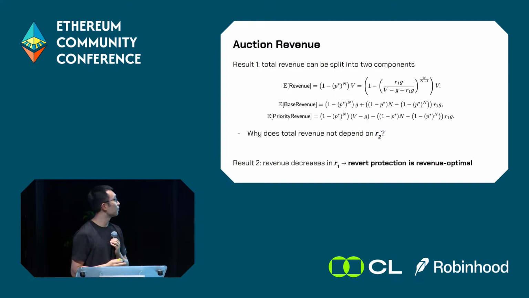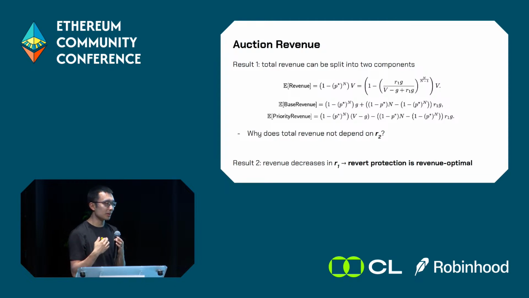So I want to highlight a couple of things. One is you don't have to look at the formulas, but just look at the first line. The total revenue collected by the sequencer can be split into two components: the fee we make from base fee and the fee we make from priority fees. And it turns out that we can think about these two separately, which is good. And if you look at all of these expressions, there's no R2 in it, which means the degree of revert protection we offer on the priority fee has no impact on the expected sequencer revenue.